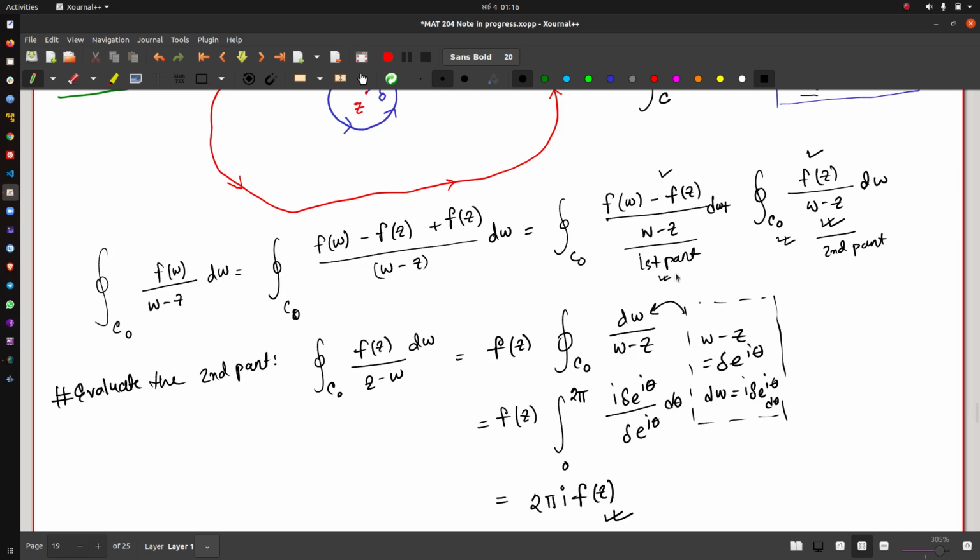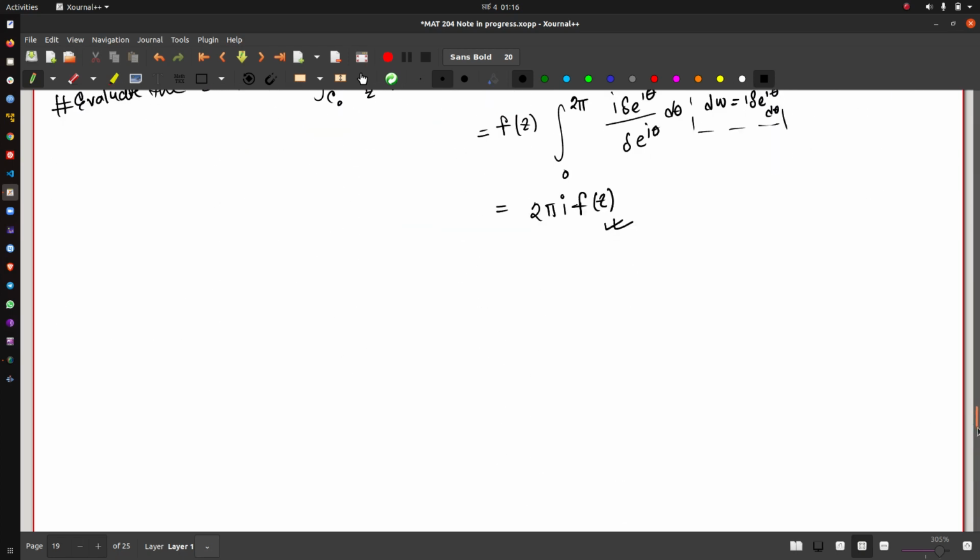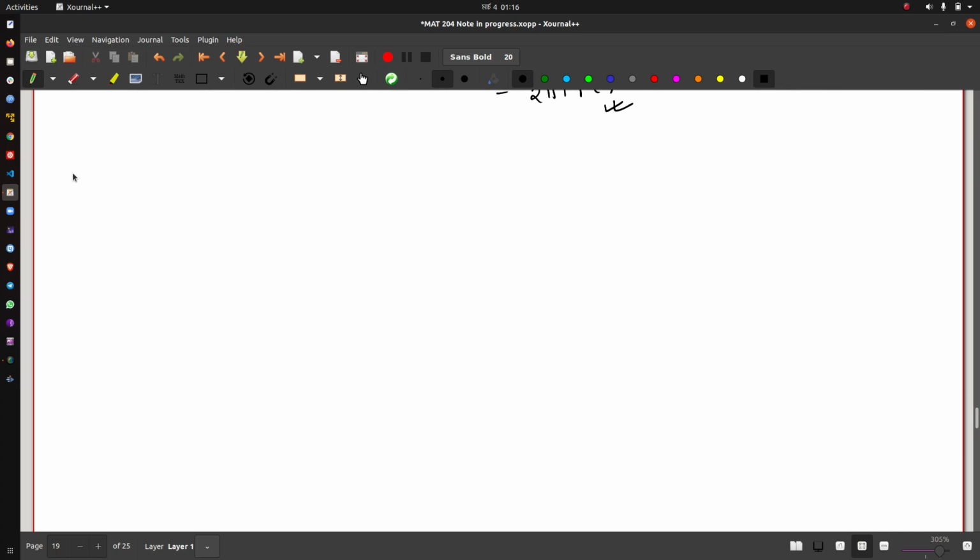To evaluate this part, we are going to use a theorem that we discussed in our last lecture, that is, the integration of, let's say, f of z dz is less than or equal to ML, where M was the upper bound and L is the length of the contour, right? We are going to use this. How? Let's see. So now we're going to evaluate the first part using this trick.